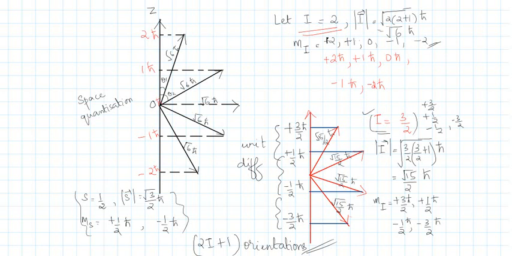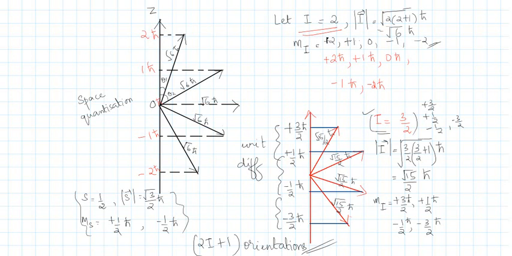Now if you consider a half integral value like I equal to 3 by 2, you have 4 different mi values: plus 3 by 2, plus half, minus half, minus 3 by 2, all in units of h cross. So marking the projections like this, these are the 4 different orientations possible for the angular momentum vector.